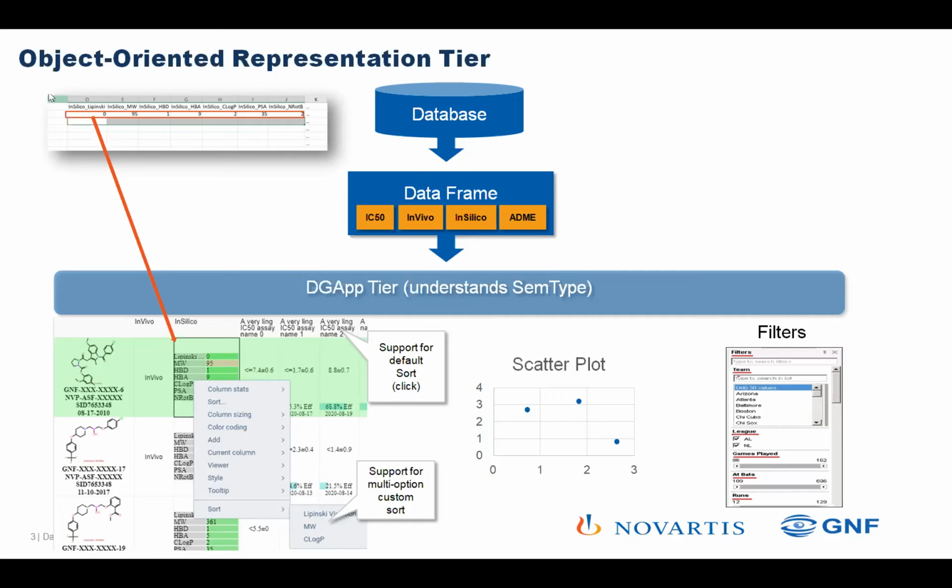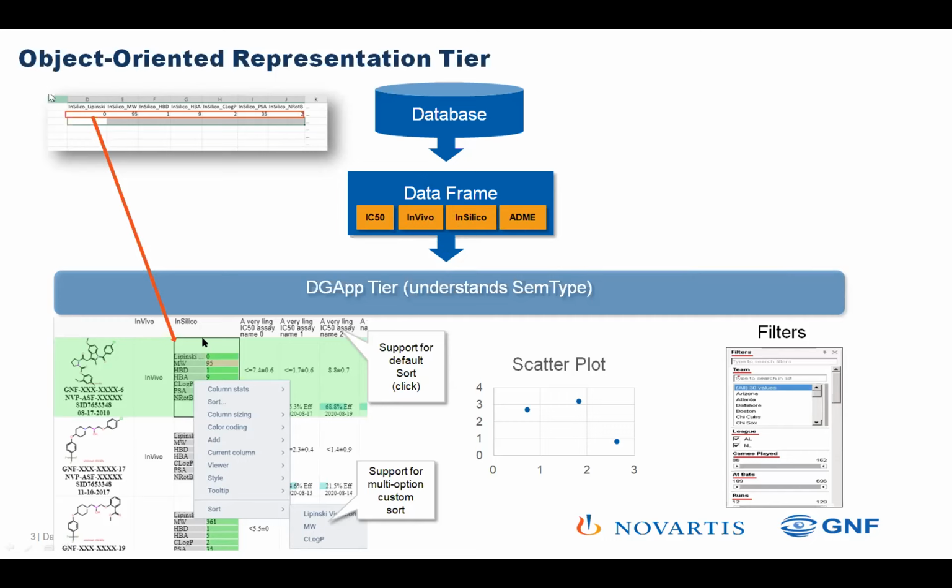Yes, when I make a right click, the context menu will go to the data frame and find the corresponding semantic type. And it will ask it a question: what are the names of the sort options for your type? And the answer will be Lipinski violations, molecular weight, and CLogP.